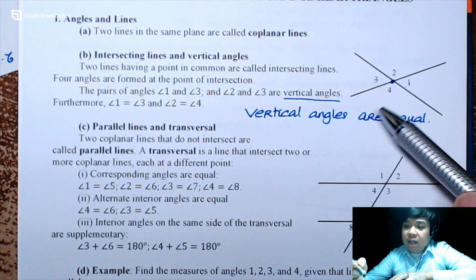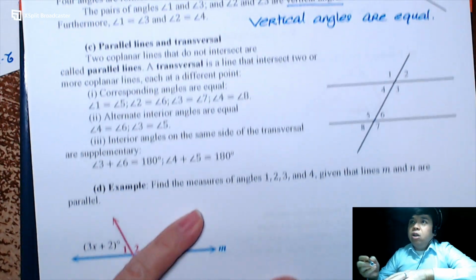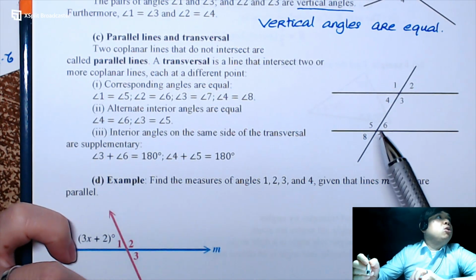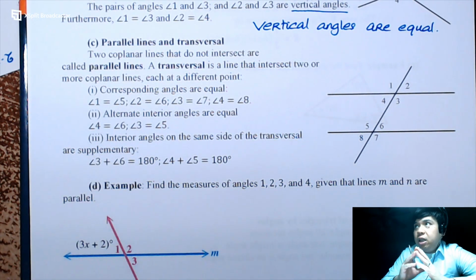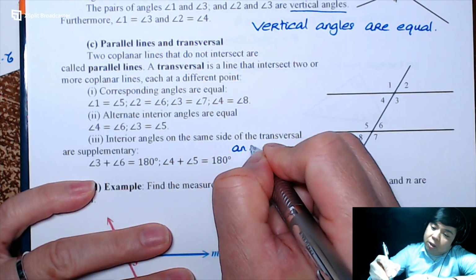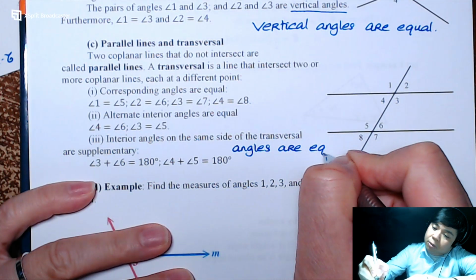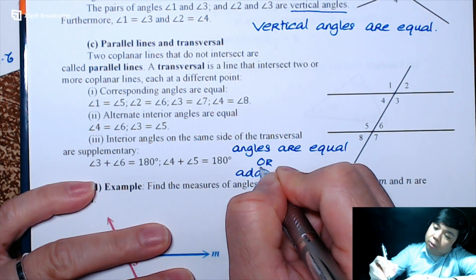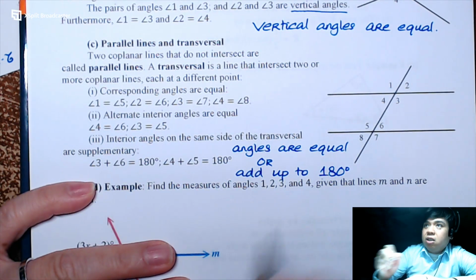All right. Once again, we have vertical angles being equal, like 1 and 3, and 2 and 4 are equal. And two parallel lines form 8 angles, and the angles either add up to 180 or they're equal. So the angles here, I just write, angles are equal or add up to 180 degrees, or they are supplementary.